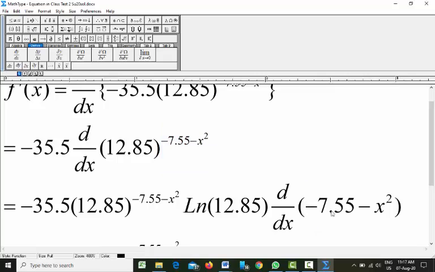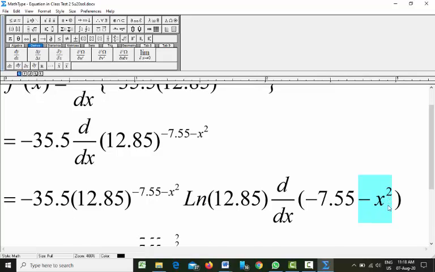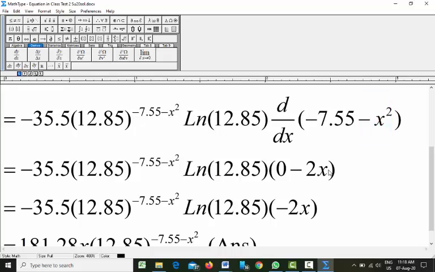If you do differentiation of the power part, we have two parts here. First part, we do not have any variable there, so if you do differentiation of this one, you will get 0. And if you do differentiation of this one, we get minus 2x. This minus will be there, and if you do differentiation of x square, you will get 2x. So we have minus 2x, multiplied by ln 12.85, and then we have minus 35.5 in the beginning.